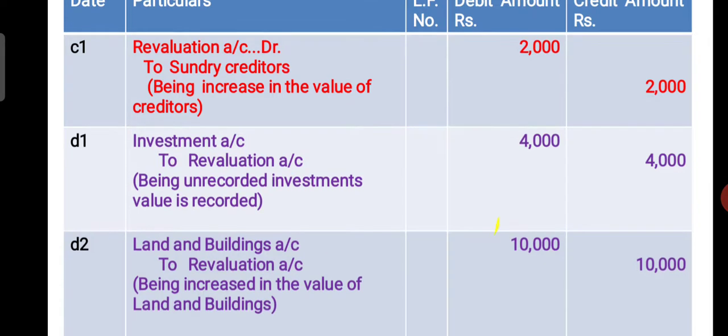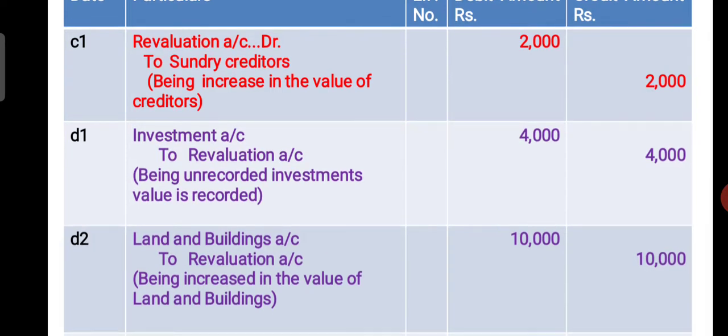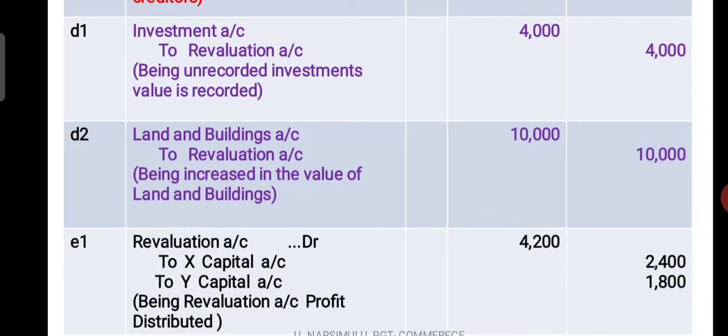Next, land and buildings. So here there is an increase in the value of land and buildings, that is rupees 10,000. In the working notes you observed that. For that we write the entry: land and buildings account debit to revaluation account, rupees 10,000, being increase in the value of land and buildings. Okay students, now the revaluation account profit.